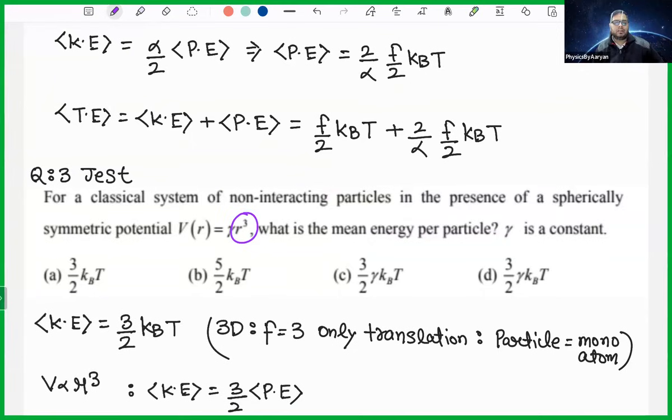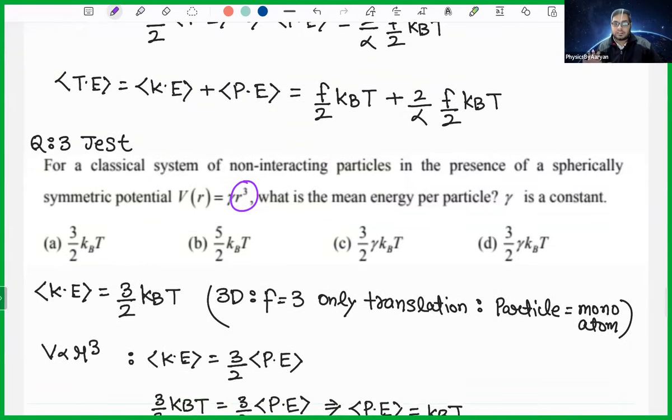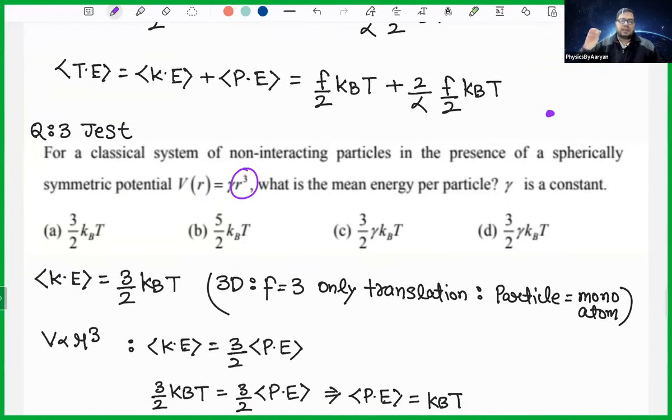So I can assume that I am in 3 dimensions. No word in this question stops me from that. My motion is in 3 dimensions. If it is not mentioned, always take 3 dimensions. If 1D or 2D is mentioned, only then take 1D or 2D. If it is a point particle, it will only have translational degrees of freedom. No rotational, no vibration, because it is just a point particle. So it can move in x, y, z. How many degrees of freedom does this point particle have? 3. So what will be its average kinetic energy? 3 by 2 kBT.